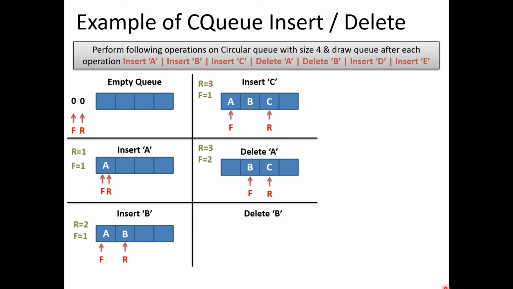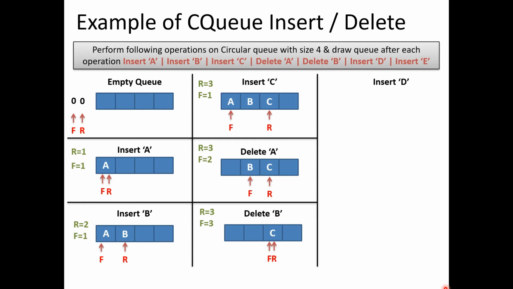Now delete B. Again we have to delete, so we have to focus on the front. Now our front is at B. So front is incremented by plus 1. So it points at C and B is deleted from this Q. Now our front and rear, that is F and R, both become 3.